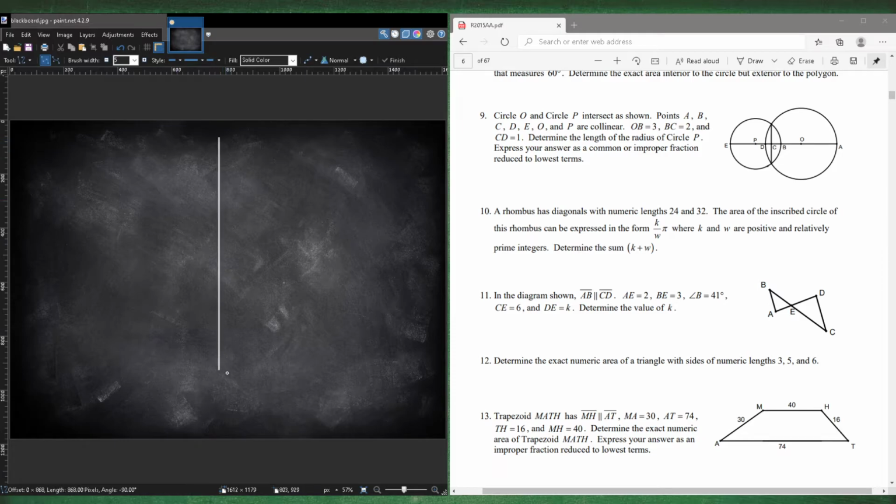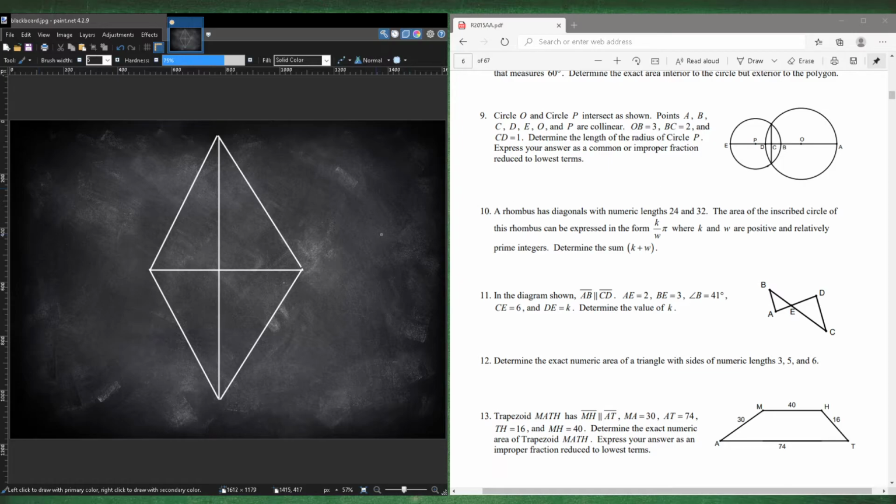So we have one diagonal, then we have another diagonal. Then you connect these to make a rhombus. Okay, so we have something like this. The diagonals of a rhombus cut each other in half. So half of 32 is 16, so this is 16. Half of 24 is 12. And the diagonals are also perpendicular.